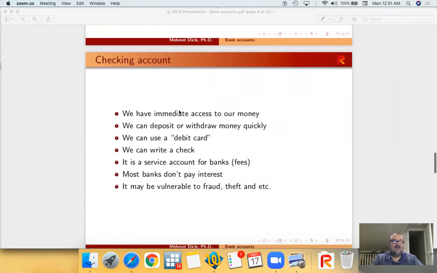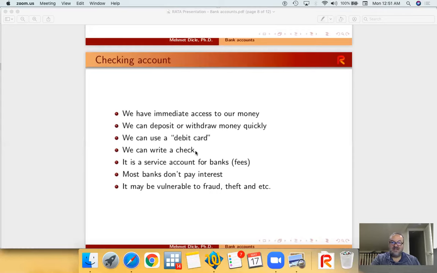So, a checking account, you have immediate access to your money. You could deposit or withdraw money very quickly. You could just go into a branch and get all your money out. Or if you have additional funds that you want to deposit, you could just go into the branch and deposit your money. You could use a debit card. It's a plastic debit card that you could simply take to Walmart, go through the POS machine, and make a payment directly from your checking account. You could go to an ATM machine and withdraw money immediately. So you have immediate access as if the money is on you.